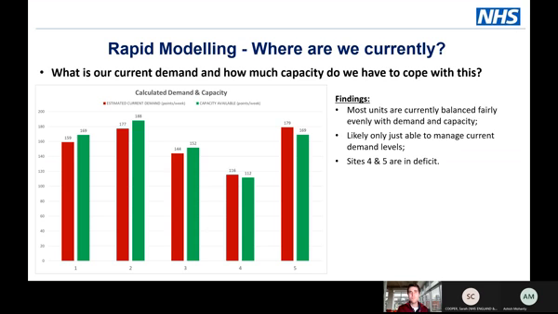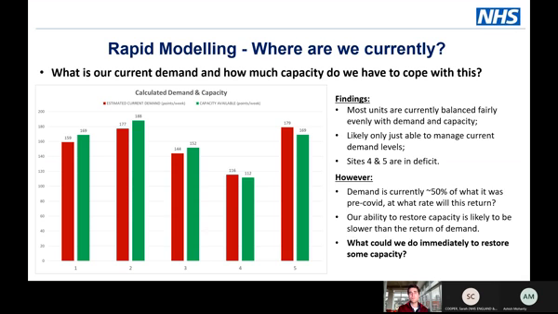Sites 4 and 5 is a bit of a worry. So we've calculated that their capacity is less than the level of their demand, which fits with some of the story that was coming out of the waiting list analysis we did, where we were seeing that their backlog was slightly increasing and was unstable. So straight away, you can tell 4 and 5 might be a problem area where we need to focus on.